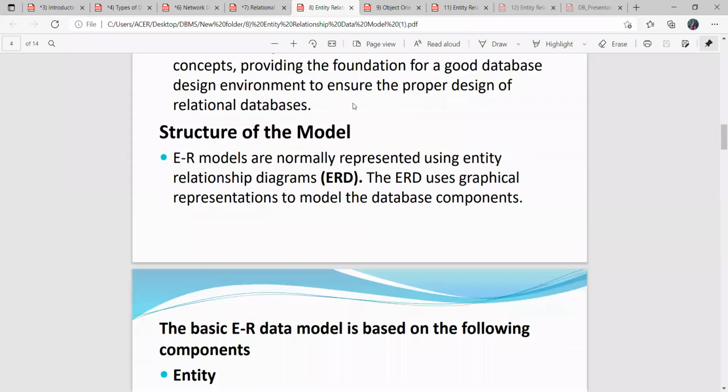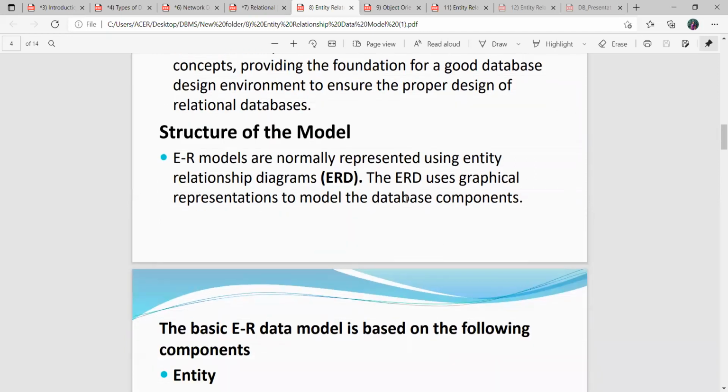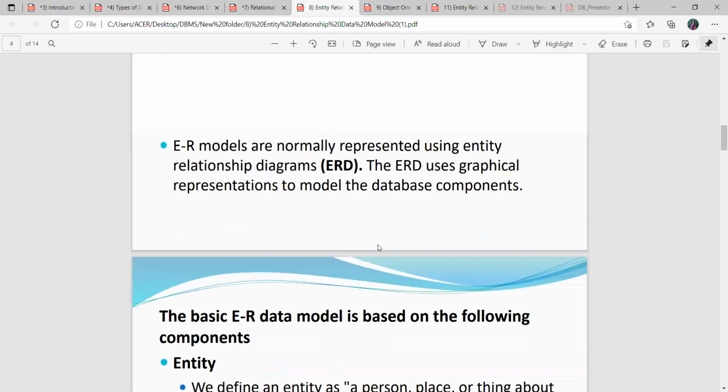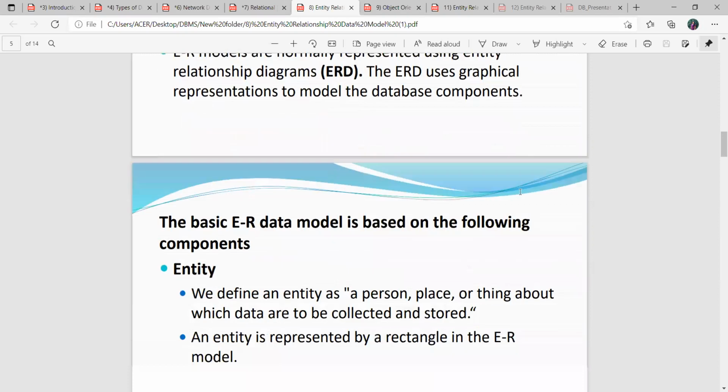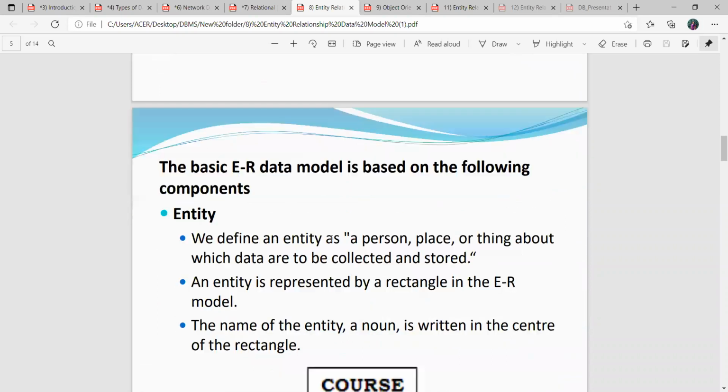When we consider this ER model, we use ER diagrams to represent it. So the ER model is normally represented by using the entity relationship diagram, known as ERD. ERD is used for graphical representation to model the database components. Before moving into this ER diagram, we need to identify each and every component in an ER model. The first one is entity.